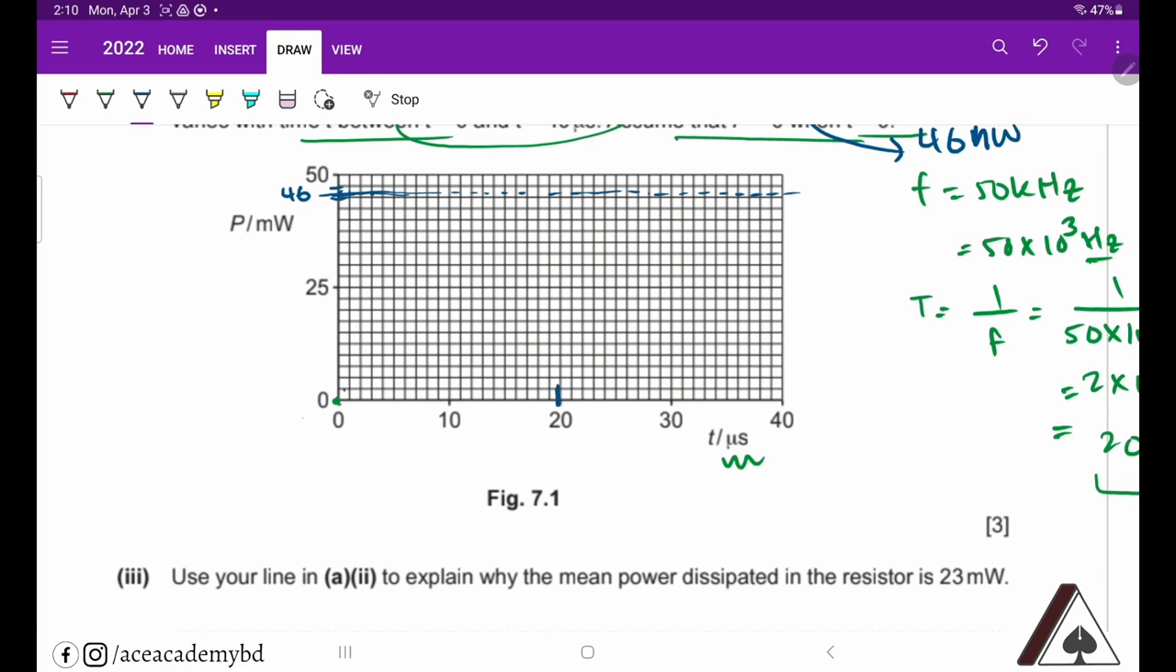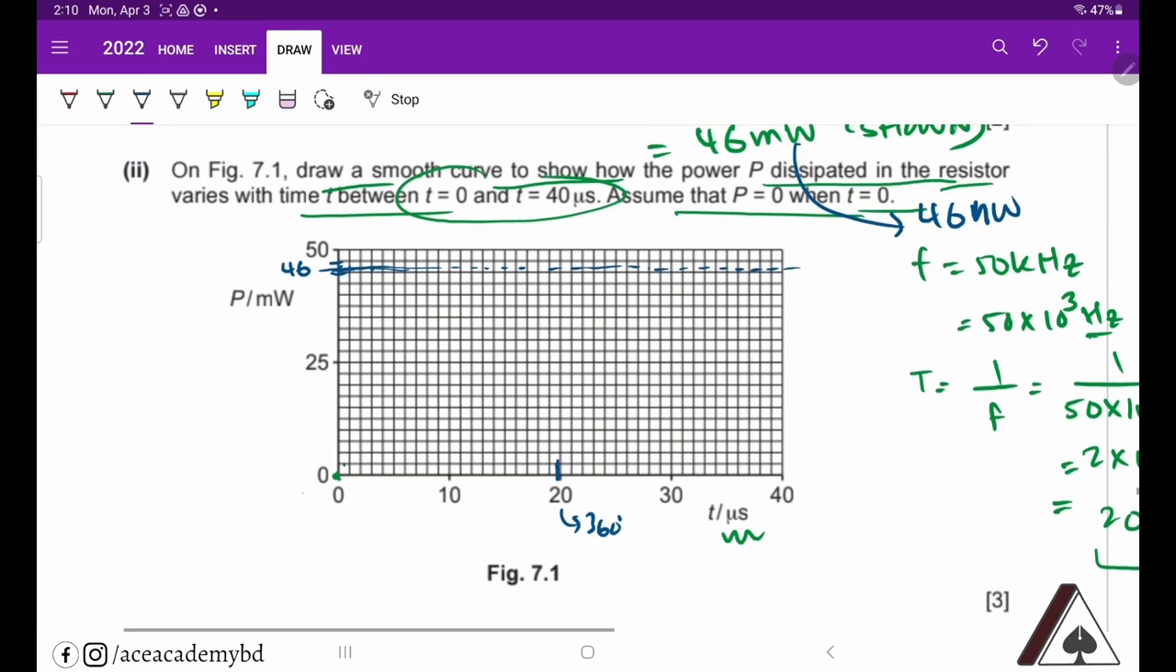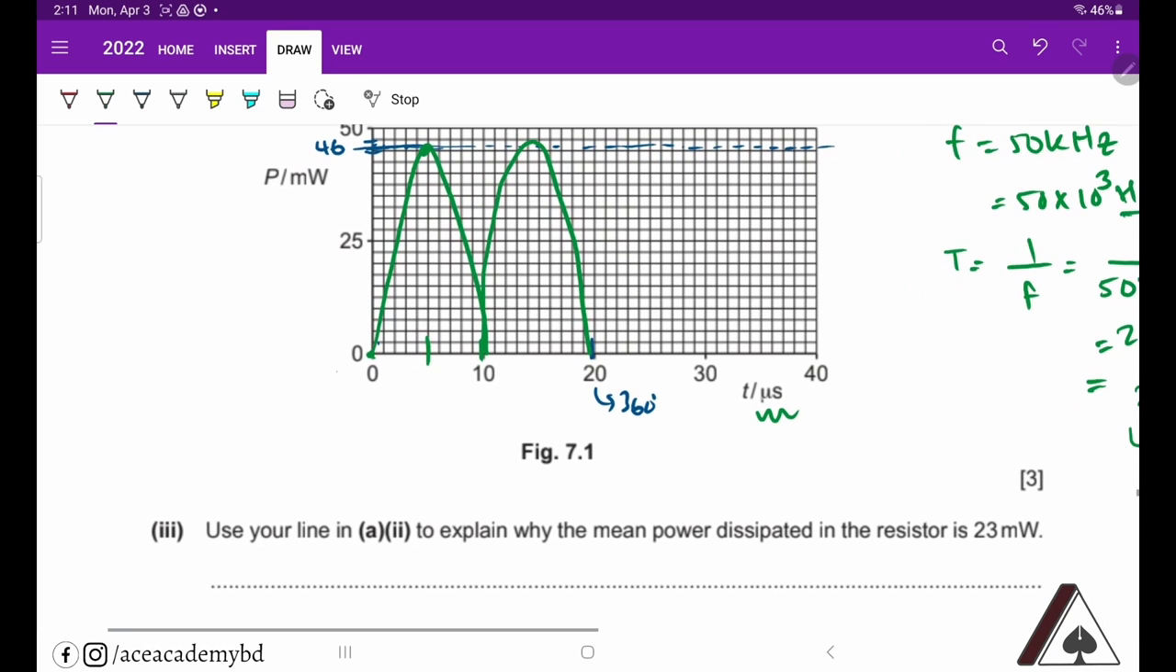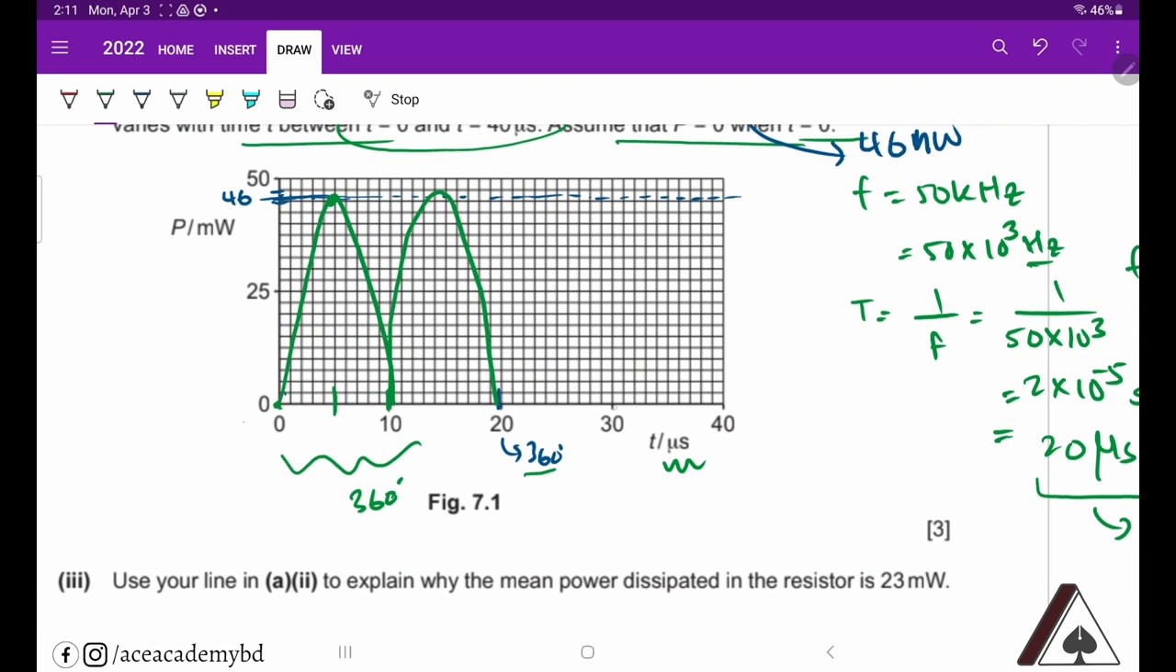Since the cycle is 20 microseconds, our whole cycle is equal to 360 degrees. So I'm taking it up to 46. Let's see where half of 10 lies; we'll be on 5, which is about here. Then we'll come back down to 20. These two equate to 360 degrees because one cycle is 20 microseconds. Another cycle will be repeated like this over here.